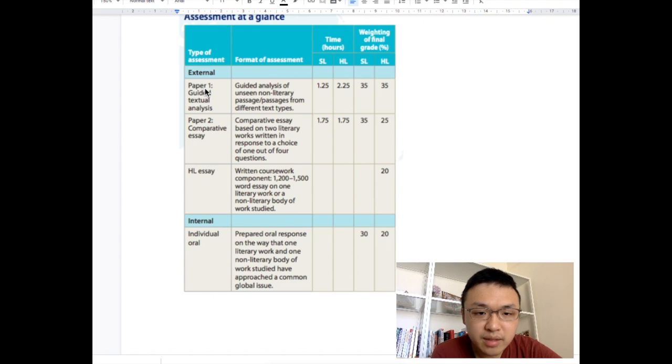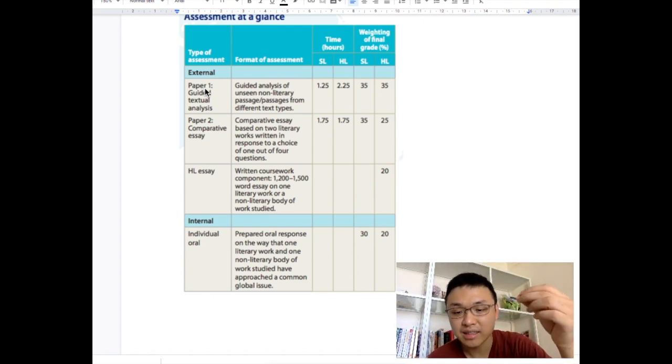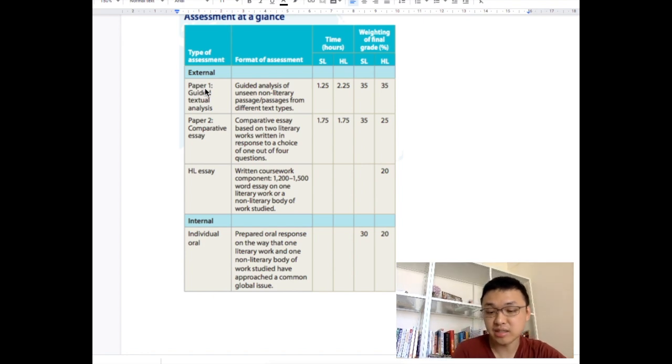So let's quickly go through what each of these assessments is about. For paper 1, you get a passage that you've never seen before. It's going to be a non-literary passage. For example, you may get a newspaper article, an advertisement, or a blog post. There are a lot of different text types you can get, and you are supposed to analyze this passage. You'll get some guiding questions, and you need to write a commentary to answer them and comment on the piece.